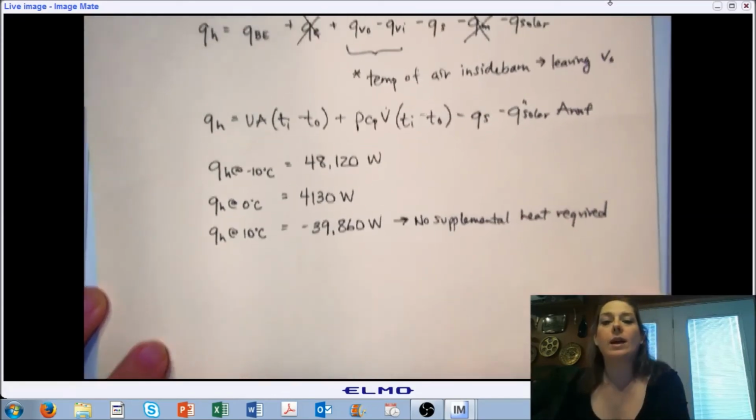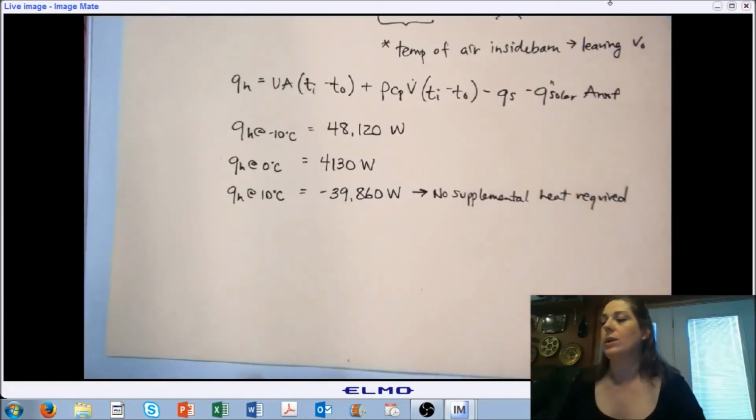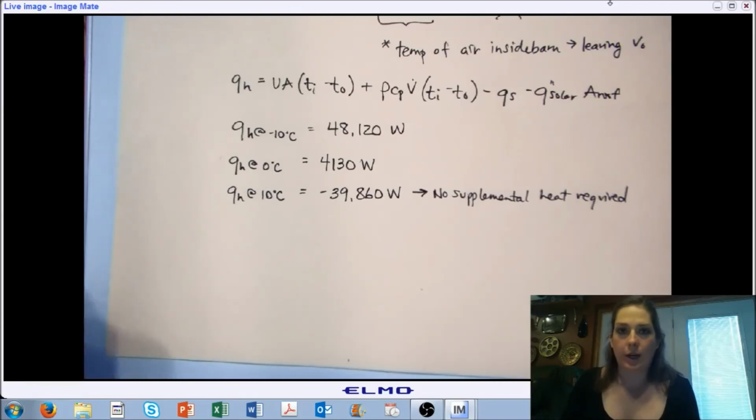All right, and so that is two examples of using our energy and mass balance in order to better understand the needs of our system and to assist with bringing together all the pieces of things that we've learned. One thing that we haven't looked at yet in terms of this energy mass balance is infiltration losses.